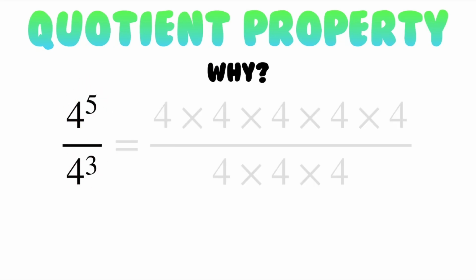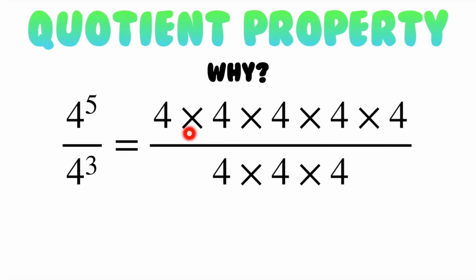When you write this out, you have 4 times itself 5 times in the numerator and then 3 times in the denominator. So you can cross 3 of these out because they show up in the numerator and the denominator, which leaves you with just 4 times 4 in the numerator, which is 4 squared.